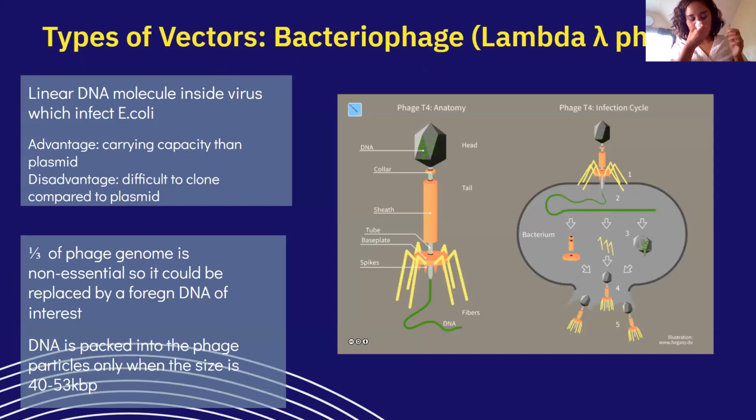So, aside from plasmid, we have bacteriophage or your lambda phage. Your bacteriophages are viruses. So the other name for the specific bacteriophage that could be a vector is your lambda phage. This is the one in the module. So its advantage is it has more carrying capacity. It can carry longer base pairs compared to your plasmid. However, it's difficult to clone. It's easier to multiply the plasmid. So, yeah.